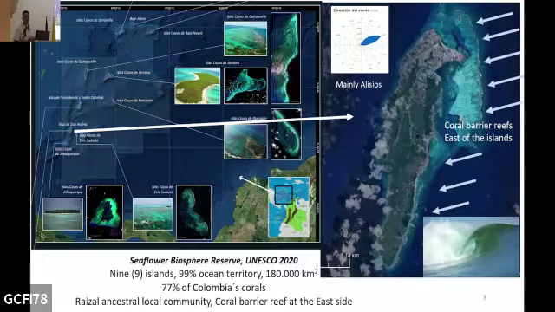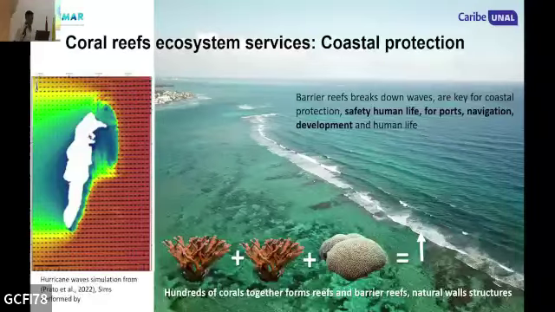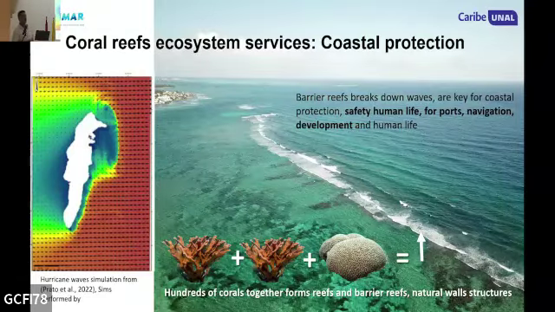And we have 9 islands in this beautiful Sea Flower Biosphere Reserve. All of them have a coral barrier reef on the east side of each island that protects them from these big waves that come and hit. A coral barrier reef is like an accumulation of corals that makes the waves break because it's more shallow. This is a simulation of a category 1 hurricane, the one on the left. The red color is waves of about 3 to 5 meters, and the blue colors are waves of about 15 centimeters, so half a meter. So you can see the protection that the coral barrier reef offers to the island.